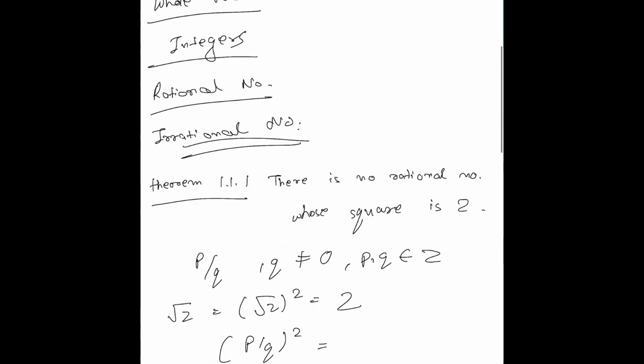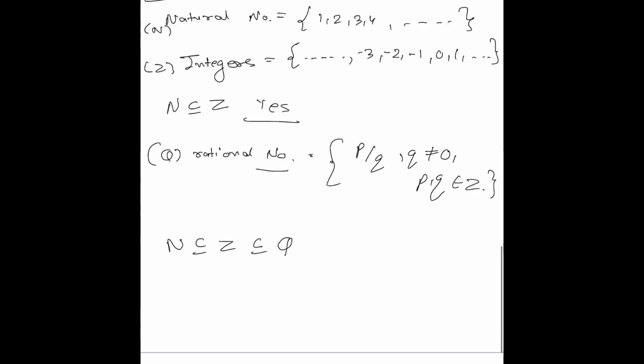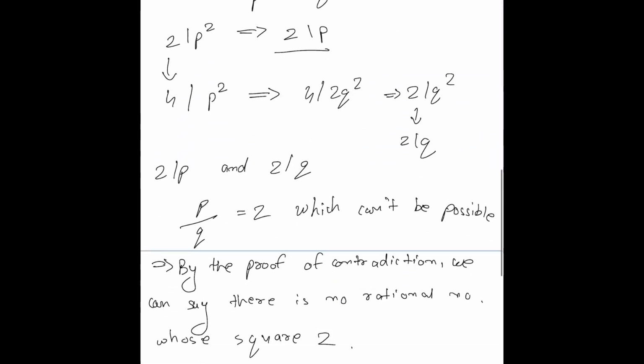So in this first section, these are the basic things we have to know: the irrationality of root 2 and what sets of numbers we have. So this video is up to here.